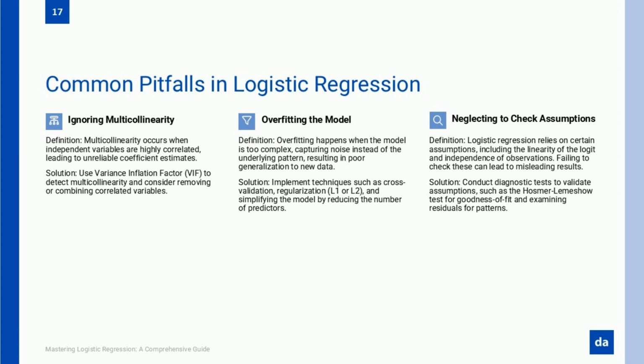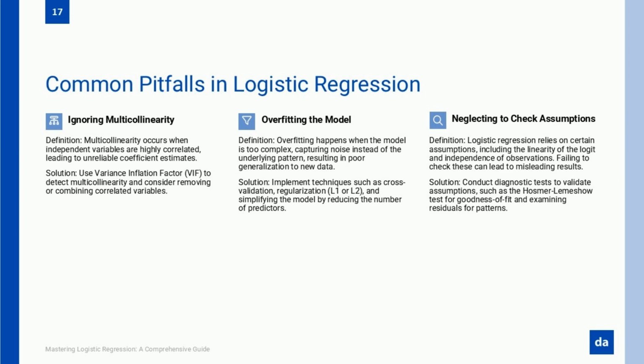Then we have failing to check assumptions. Logistic regression assumes that independent variables have a linear relationship with the log odds of the outcome. But what if they don't? The model's predictions won't make sense. That's why visualizing the data first is so important. Never assume the relationship is there without checking.